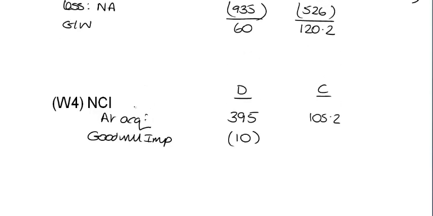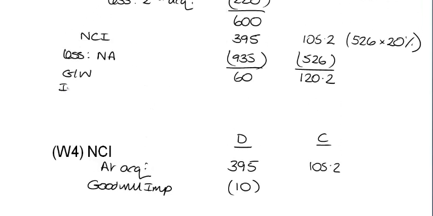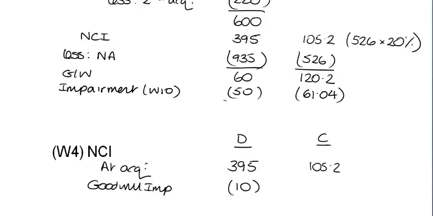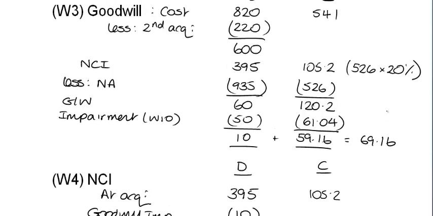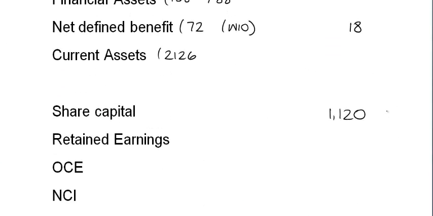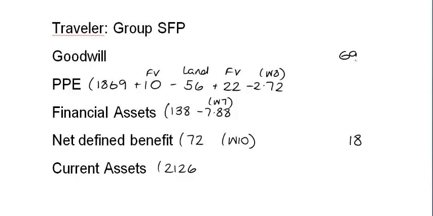So we go up here, and we've got goodwill. What was our impairment? Well, we've got 61.04 and 50. Both of those figures have come from working number 10. That leaves us with goodwill figures of 10 and 59.16, which gives us a grand total of 69.16. What am I going to do with that? I'm going to take that goodwill figure, 69.16, has come from working number 3, like so.